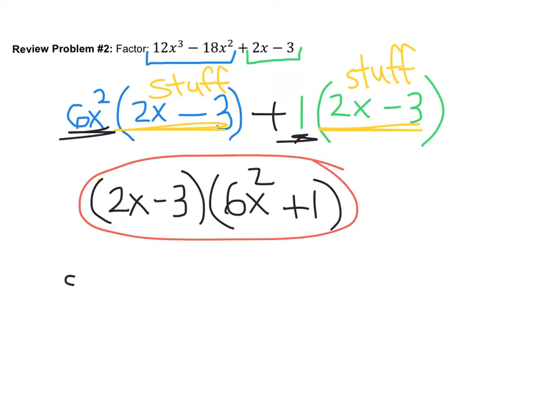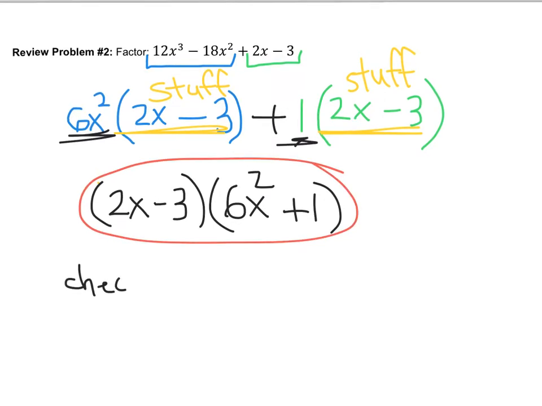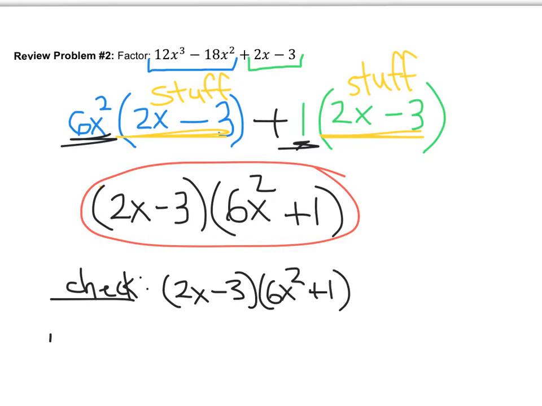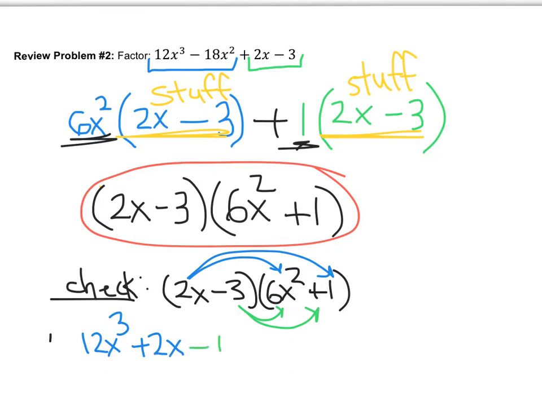It is required that you do a check. So you write out the word check, and then you are going to rewrite it and go ahead and distribute twice. So we have our 2x minus 3 times the quantity 6x squared plus 1. We'll distribute by the 2x first, and then we'll distribute by the -3. So distributing by the 2x times 6x squared is a 12x cubed. 2x times 1 is plus 2x. Then distributing by the -3, -18x squared, and -3 times 1 is -3.